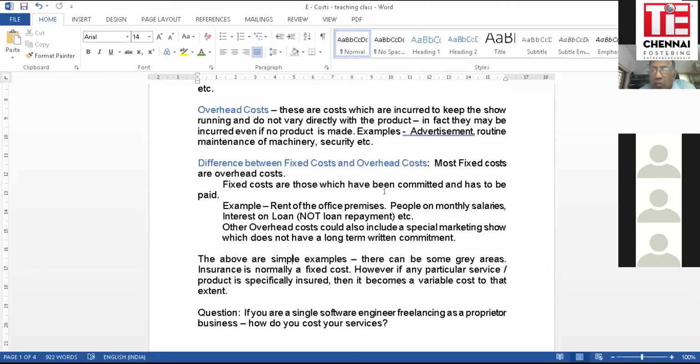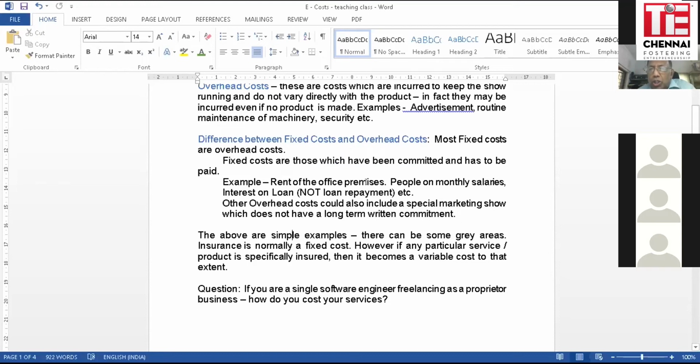interest on loan. I have used, if you can read it, interest on loan, not loan repayment. Remember, I already told you right at the beginning, a loan repayment is not a cost. And that's covered in a totally different subject, not yet.